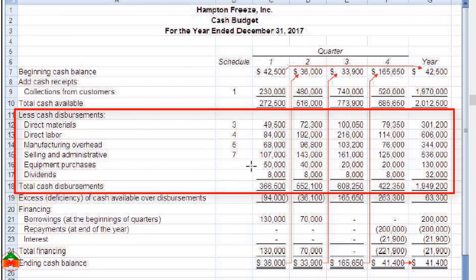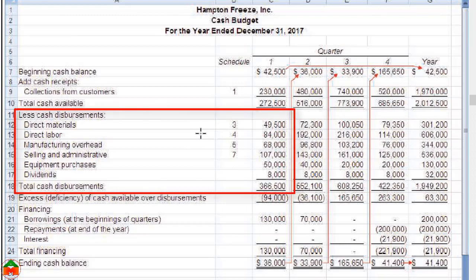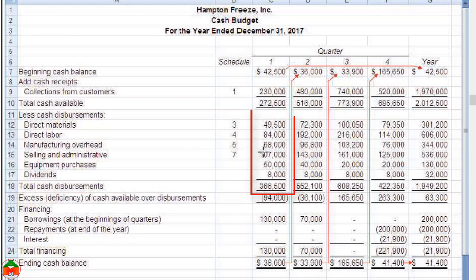These are the total cash disbursement. We can see in the first quarter total cash disbursement would be calculated by adding 49,500, 84,000, 68,000, 107,000, 50,000 and 8,000. Total 366,500 disbursement. By adding this amount we will get the total cash disbursement for the first quarter.